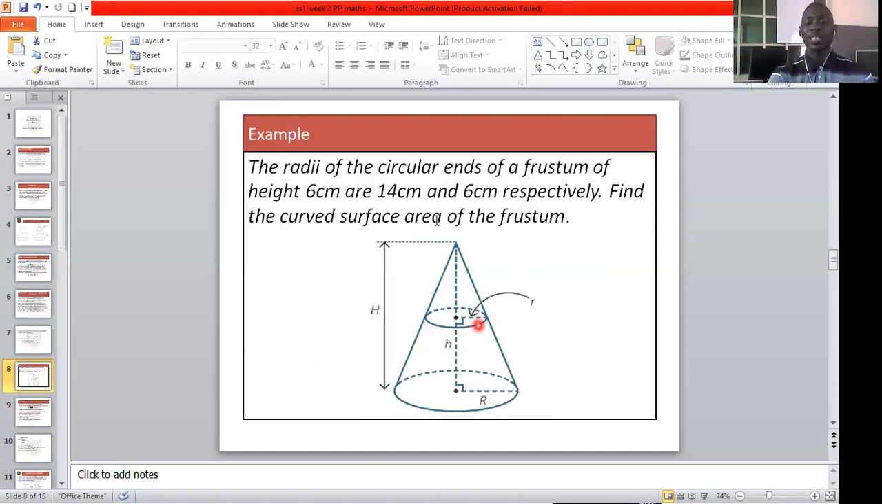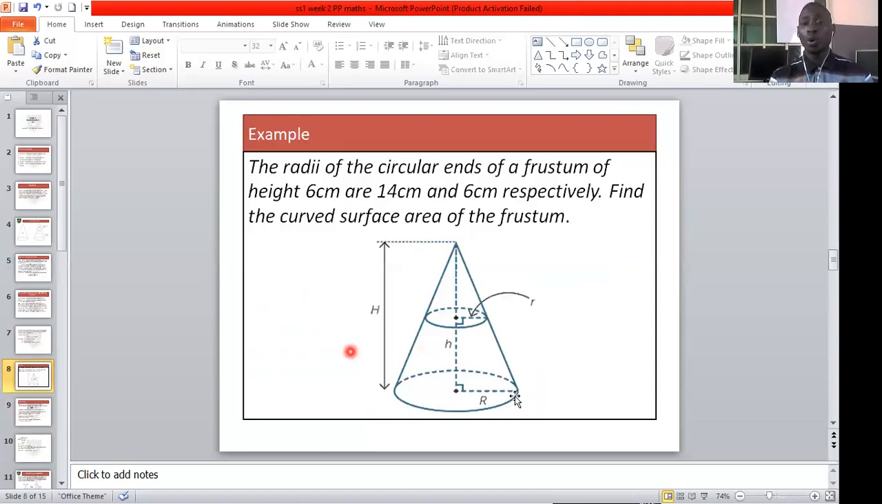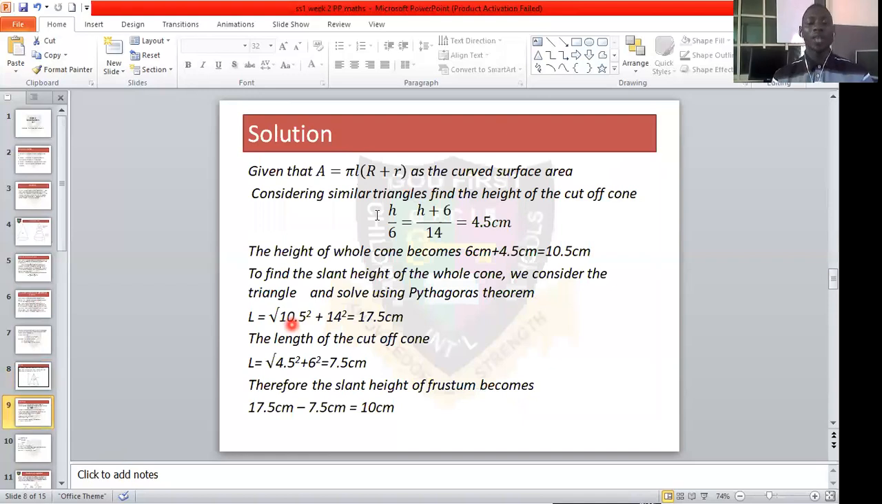While h plus 6 represents the height of the whole cone, and 14 represents the radius of the whole cone. So we relate it in this way: h over 6 equals (h plus 6) over 14. Here we are considering similar triangles. The relationship, how you solve using what?